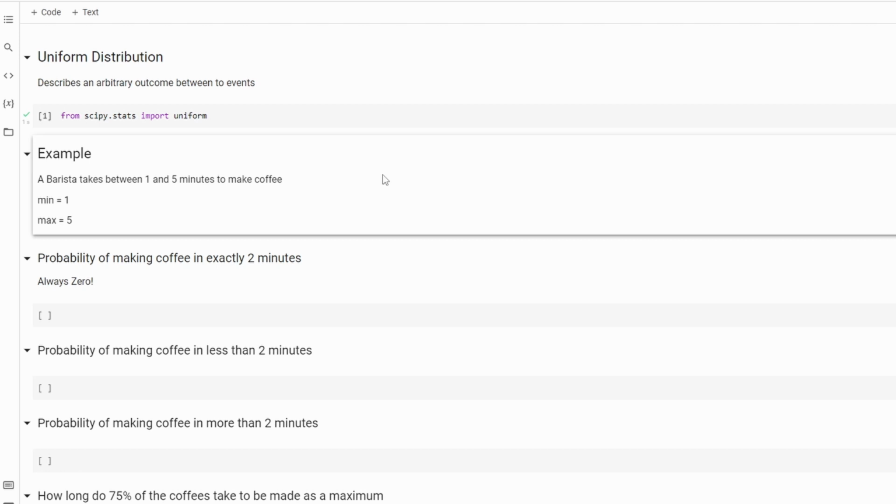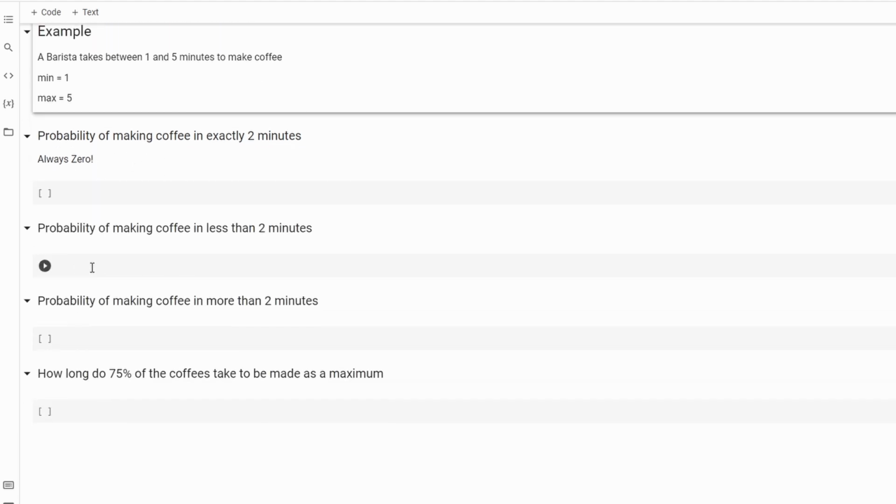The first one is probability of making coffee in exactly 2 minutes. And again, in continuous distributions, there is no exactly 2 minutes, so the probability here is always zero.